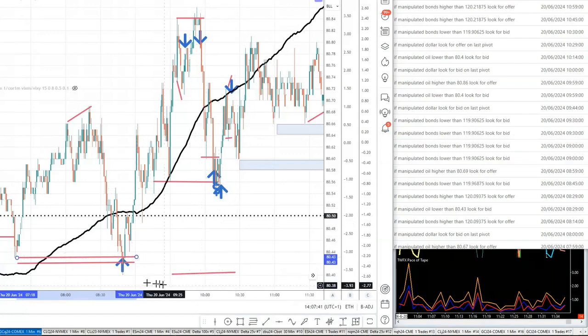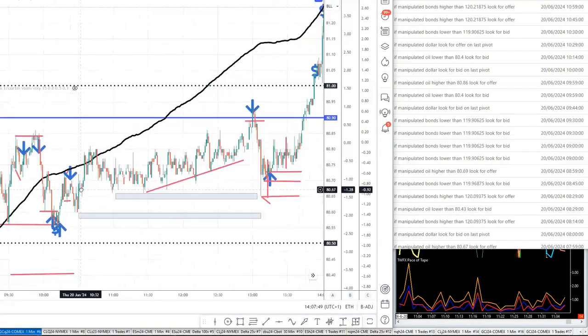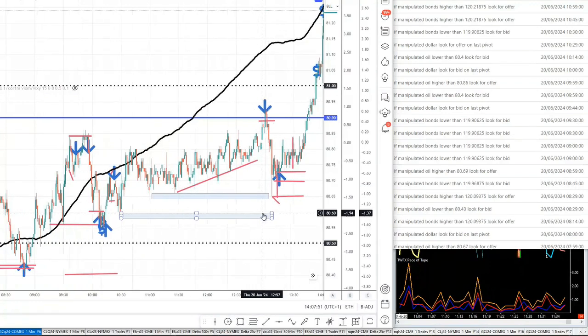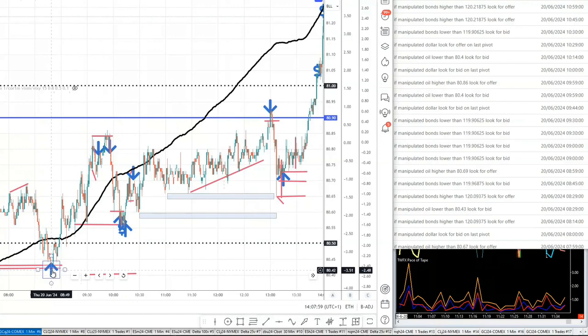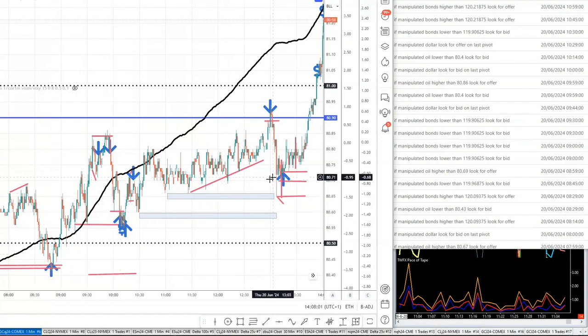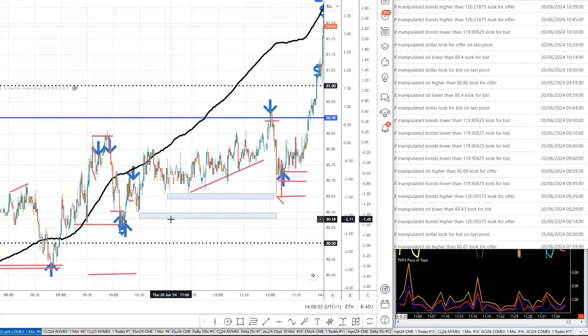So in other words, GRT found that buy trade there, and that buy trade there, and that buy trade there. And yet people don't use it. If GRT can find those buy trades, is it not one of the best tools you've got?